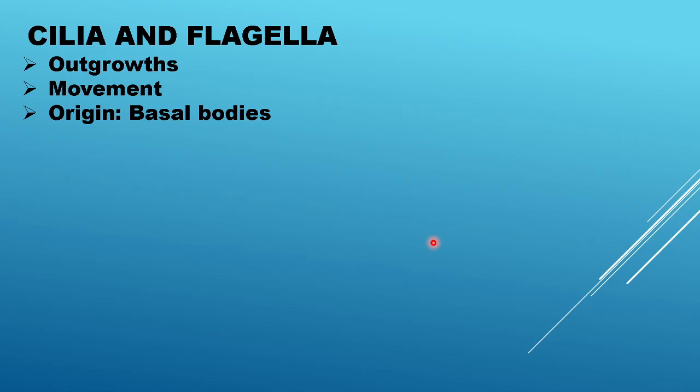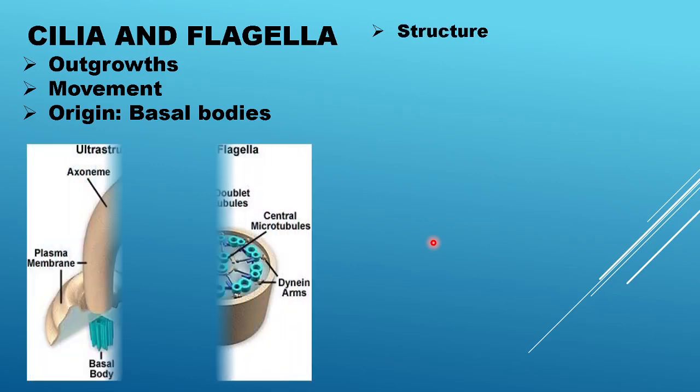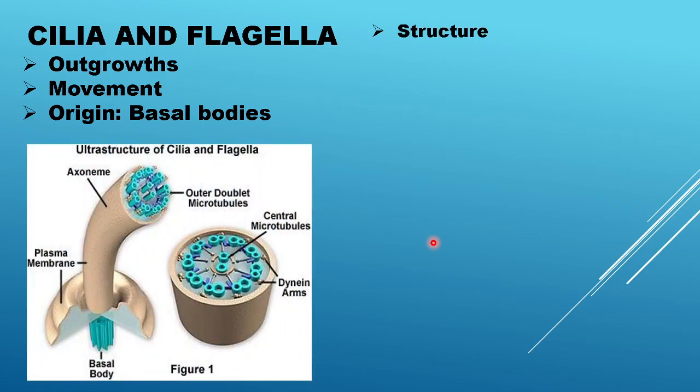Next, we have the cilia and flagella. Now, cilia and flagella are simple hair-like outgrowths from the cell. Their function is to help in movement of the cells. They always originate from the basal body within the cell. The structure of cilia and flagella, you can see here. This is a cilia or flagella. The structure remains the same.